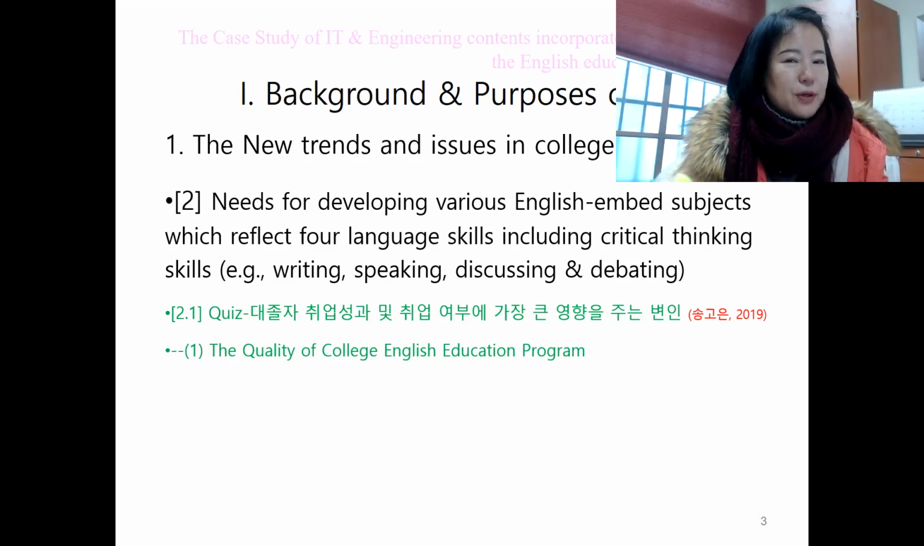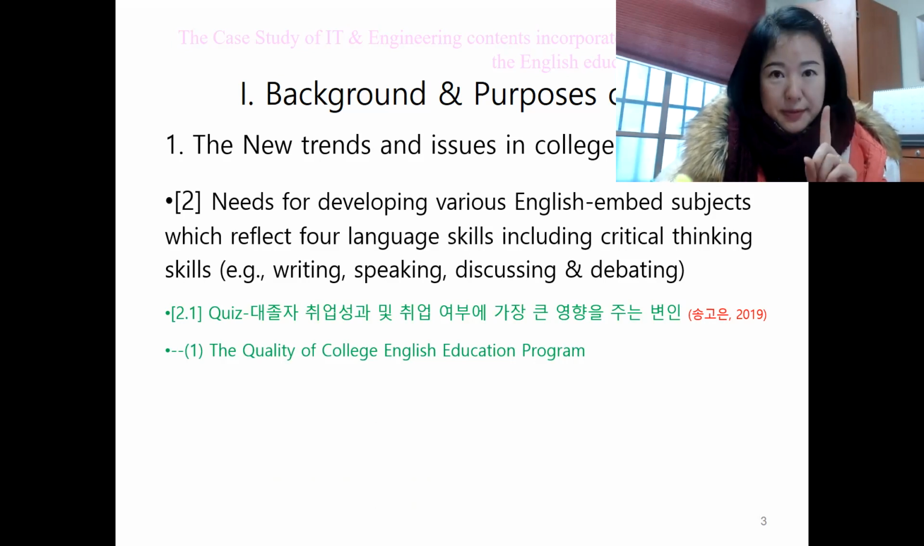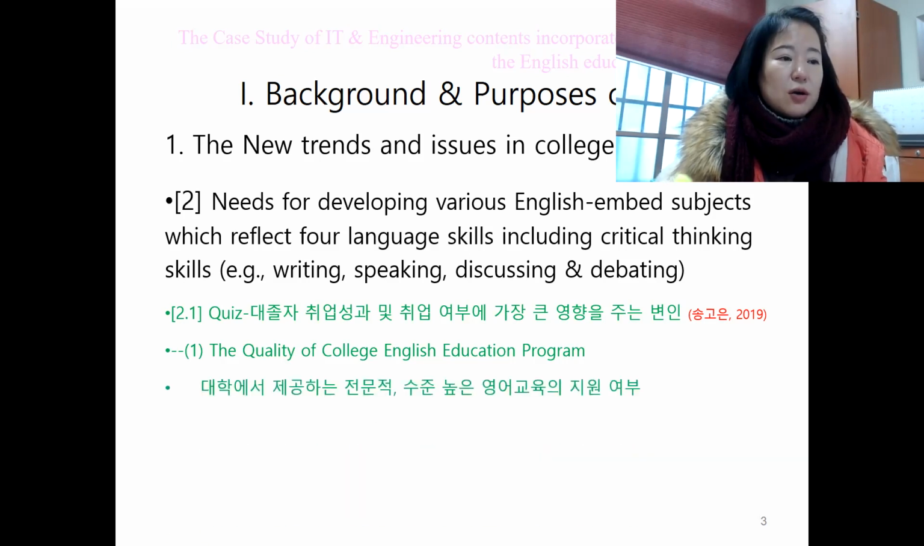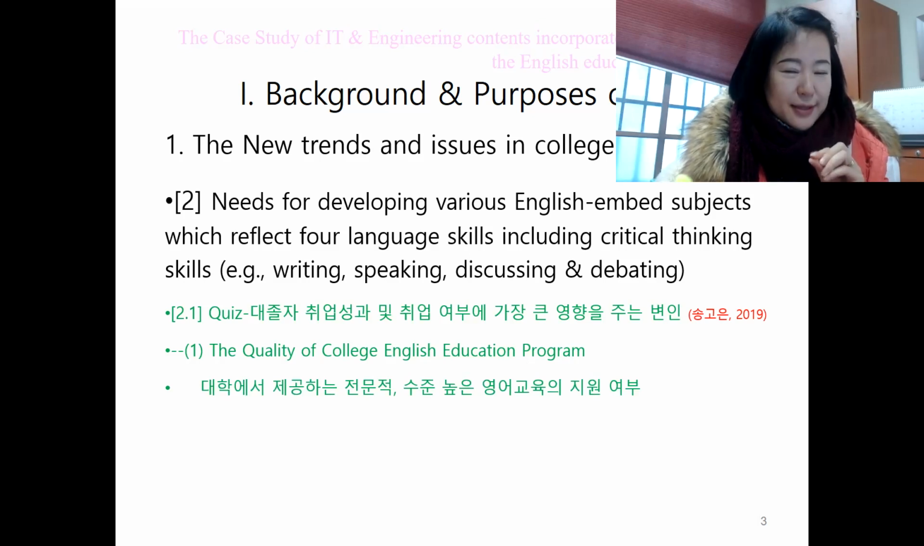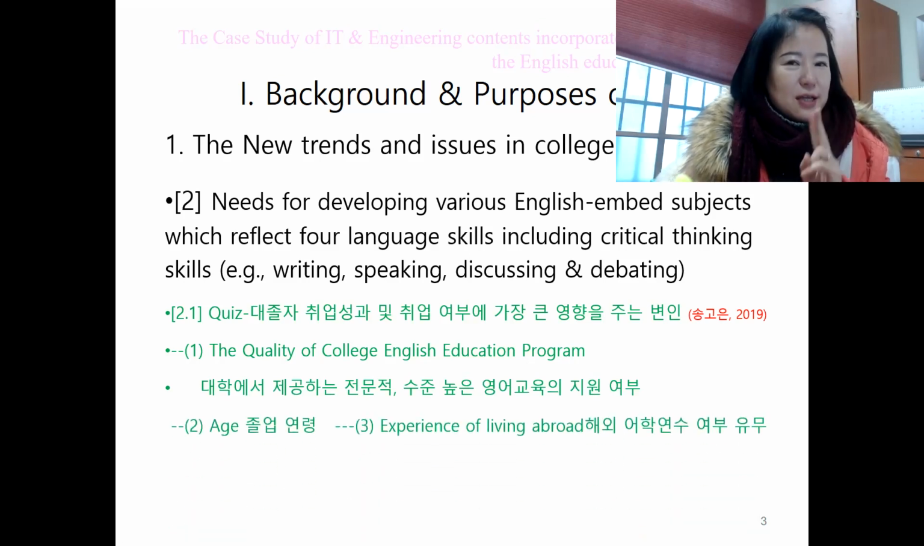So let me give you multiple choice, okay? Choice number one will be the quality of college English education program. This means whether the professional, high-quality English education provided by the university has the biggest influence on graduates' employment outcomes. Is this the first factor? That is my quiz. A second factor will be the age. Whether students graduate from the university when they are young, around 24 or 25 years old, or whether they graduate around 30, do you think the age factor will make a really big difference in helping them to be recruited in the job field?